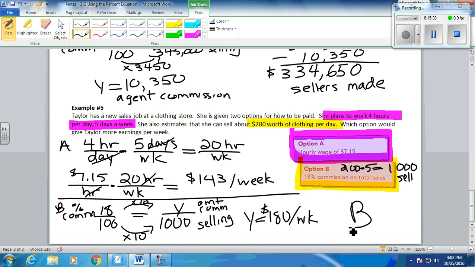So be really careful with this question, because there will be some on the homework where they say, how much will she need, or what will her percent be to earn the same amount? What she earns is her amount of commission. So sometimes you might be looking for the commission rate, so you'll have to insert some information into the amount of commission.